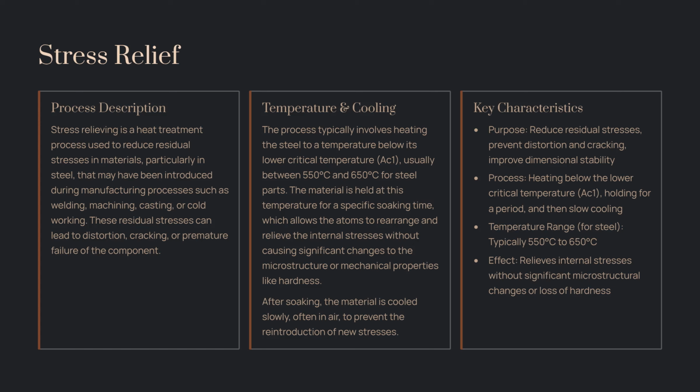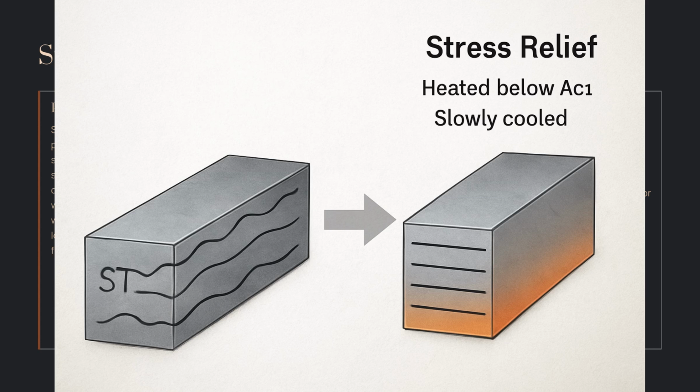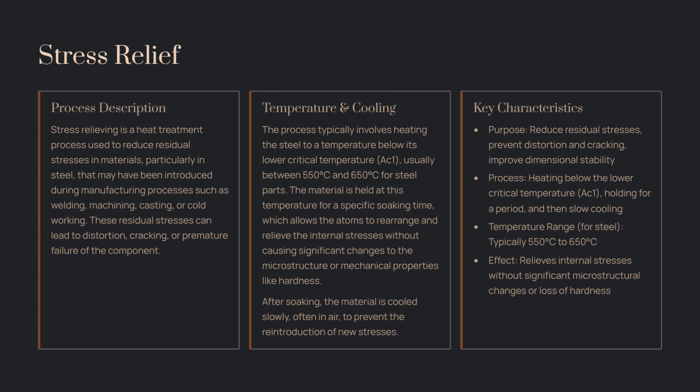The process typically involves heating the steel to a temperature below its lower critical temperature, Ac1, usually between 550 degrees Celsius and 650 degrees Celsius for steel parts. The material is held at this temperature for a specific soaking time, which allows the atoms to rearrange and relieve the internal stresses without causing significant changes to the microstructure or mechanical properties. After soaking, the material is cooled slowly, often in air, to prevent the reintroduction of new stresses.